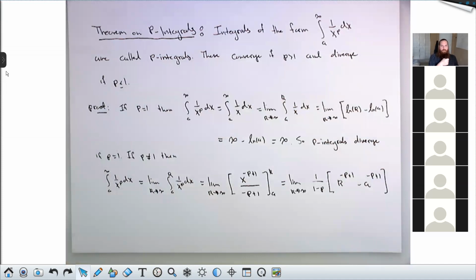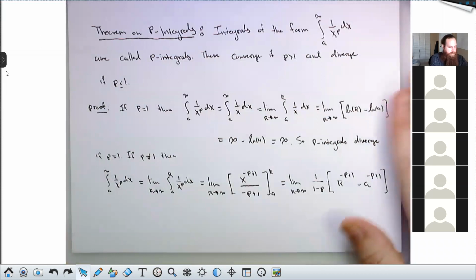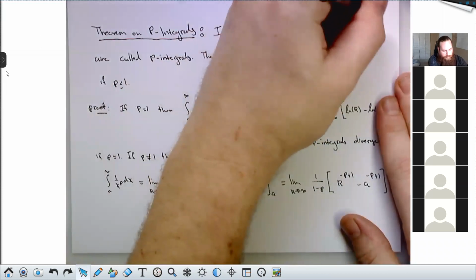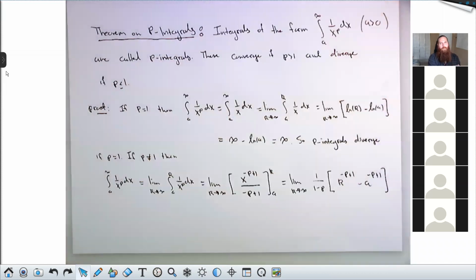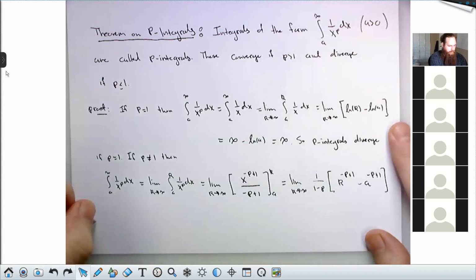Now, a is just a number. It's not 0, right? So here I should say a is greater than 0. A is a positive number. So we're thinking of things like the integral from 1 to infinity, or 2 to infinity, or 5 to infinity. So this piece I don't need to worry about. But the limit, I can pull my 1 over 1 minus p out.